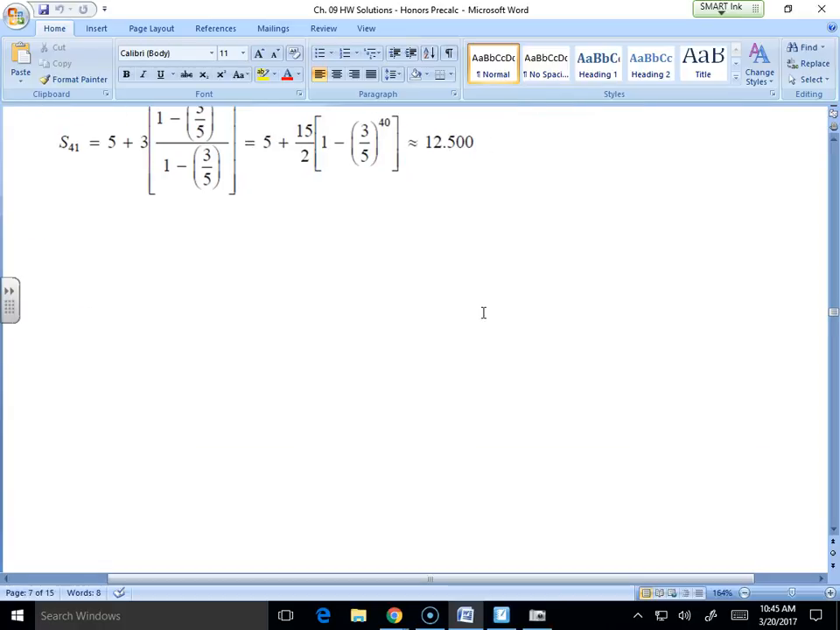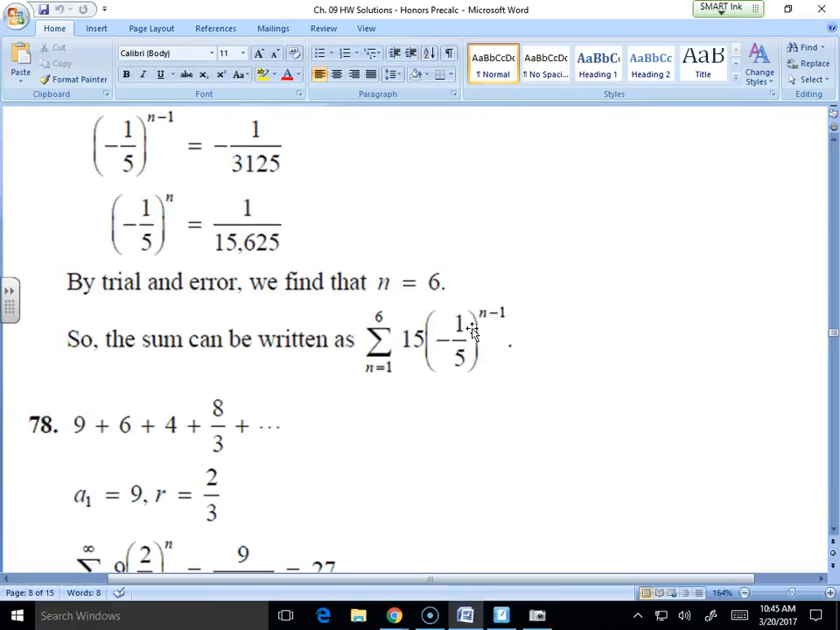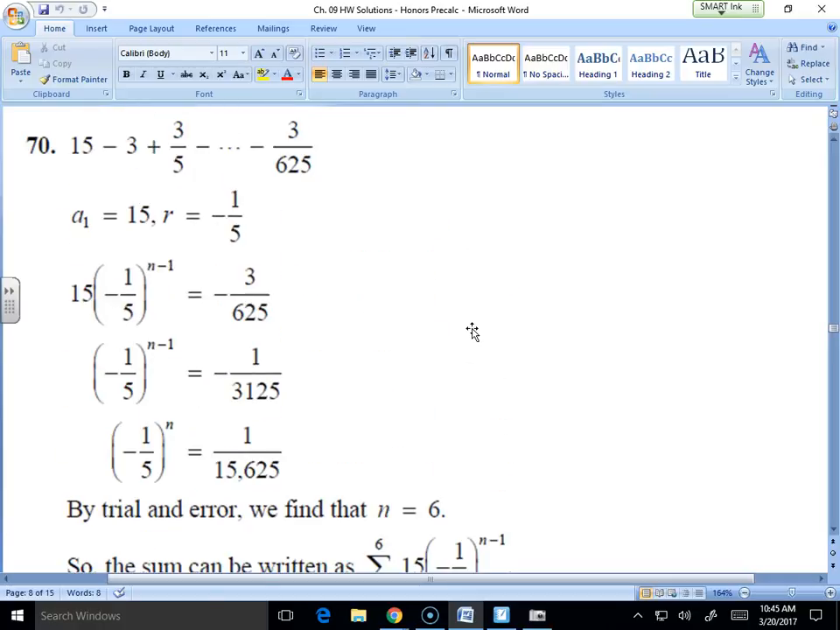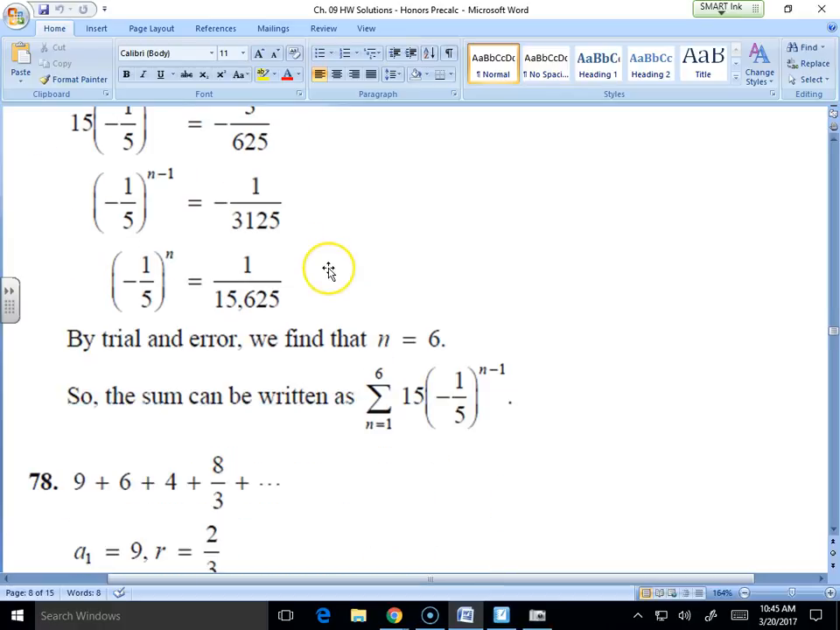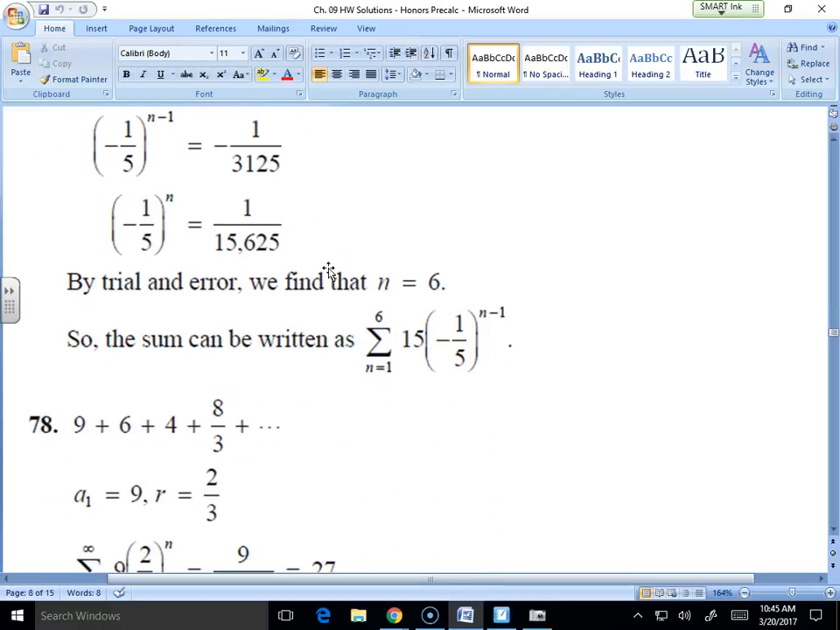And then I think now we're at our last one, number 70. Oh, man, there were a lot of evens this time. A1 is 15, R is equal to negative 1/5. They plugged and chugged. They used trial and error. Did anybody get stuck on this one? Why did they use trial and error? What was wrong with ln?